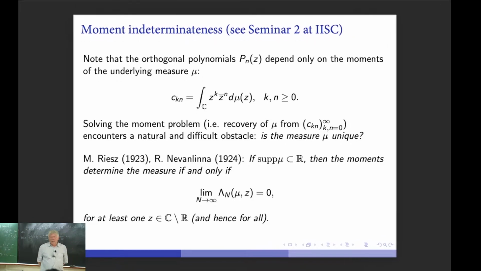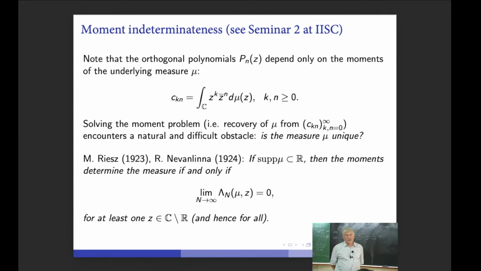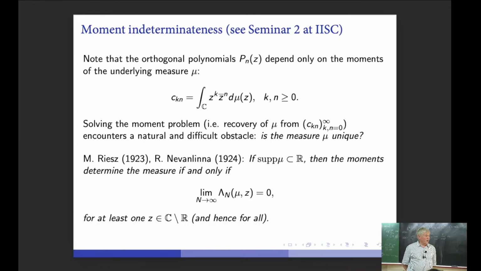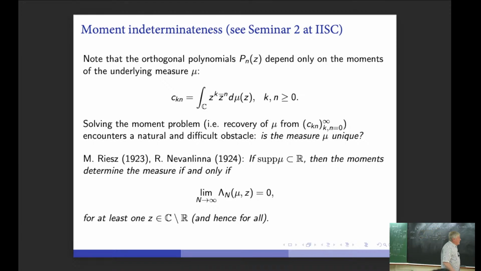If you are interested in moment problems and you want to study this very delicate question of moment indeterminateness, namely, for what measures on the line the moments do not determine the measure, this is equivalent to the non-vanishing of the Christoffel function outside the real support for a single point. And if it is non-zero there, it is for all. So we'll see Monday this at work.